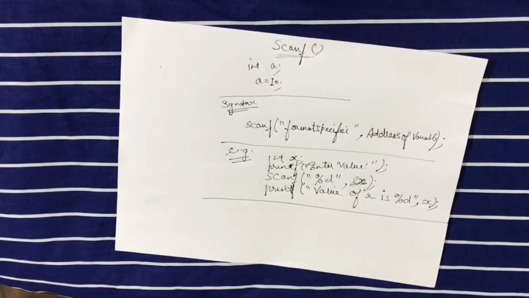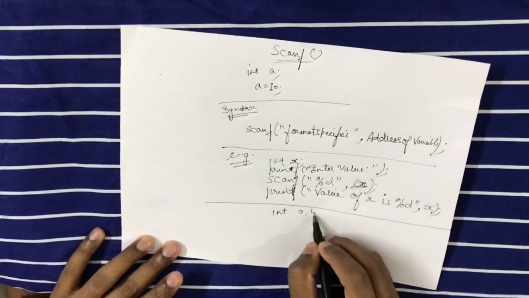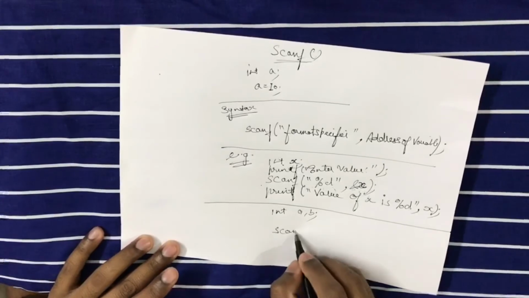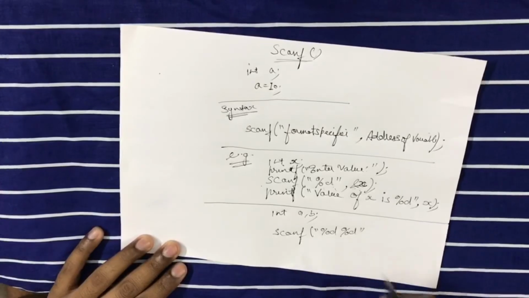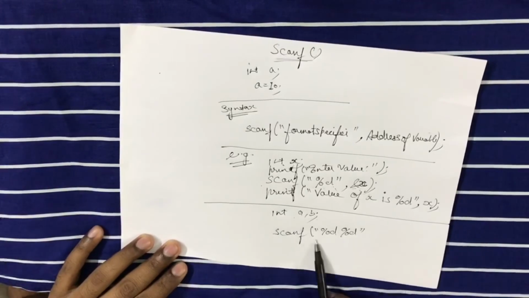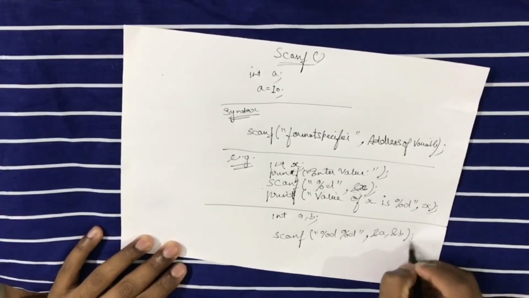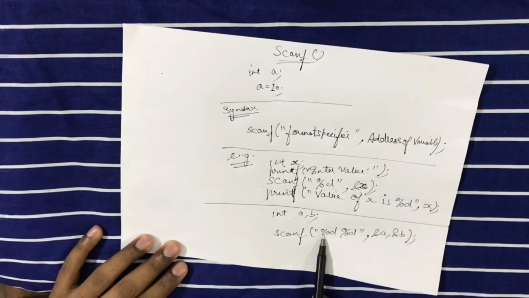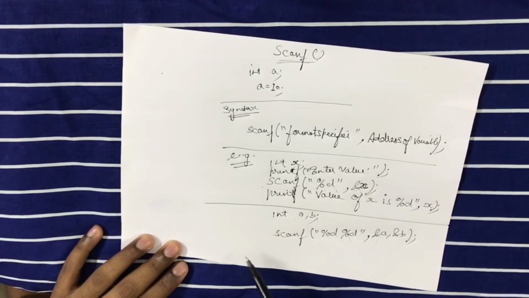Suppose you want to take multiple values in scanf and store them in multiple variables. Suppose I am taking two variables, int a and b. What I'll do is simply scanf, %d and %d. I'm specifying two specifiers because I want to store two values inside a and b. After that I'll pass the addresses of the variables in which I want to store the values. The first value would be stored in variable a and the second value would be stored in variable b respectively.